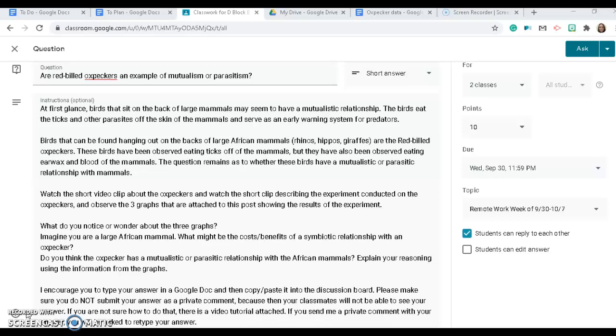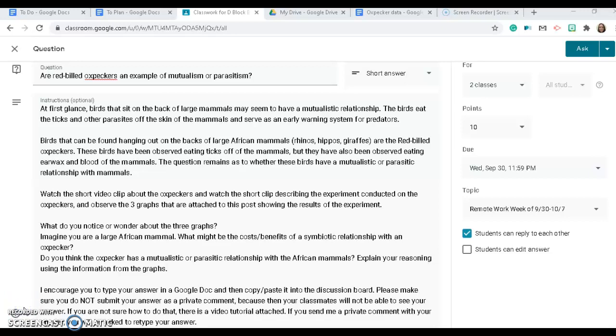You may be familiar with these images of large African mammals like water buffalo, rhinos, hippos, elephants, giraffes, and these birds that ride on the back of these mammals. And you may have learned in the past that the mammals have a mutualistic relationship with the birds because the birds eat ticks and other parasites that are on the skin of these mammals, and they help to serve as an early warning system for predators.